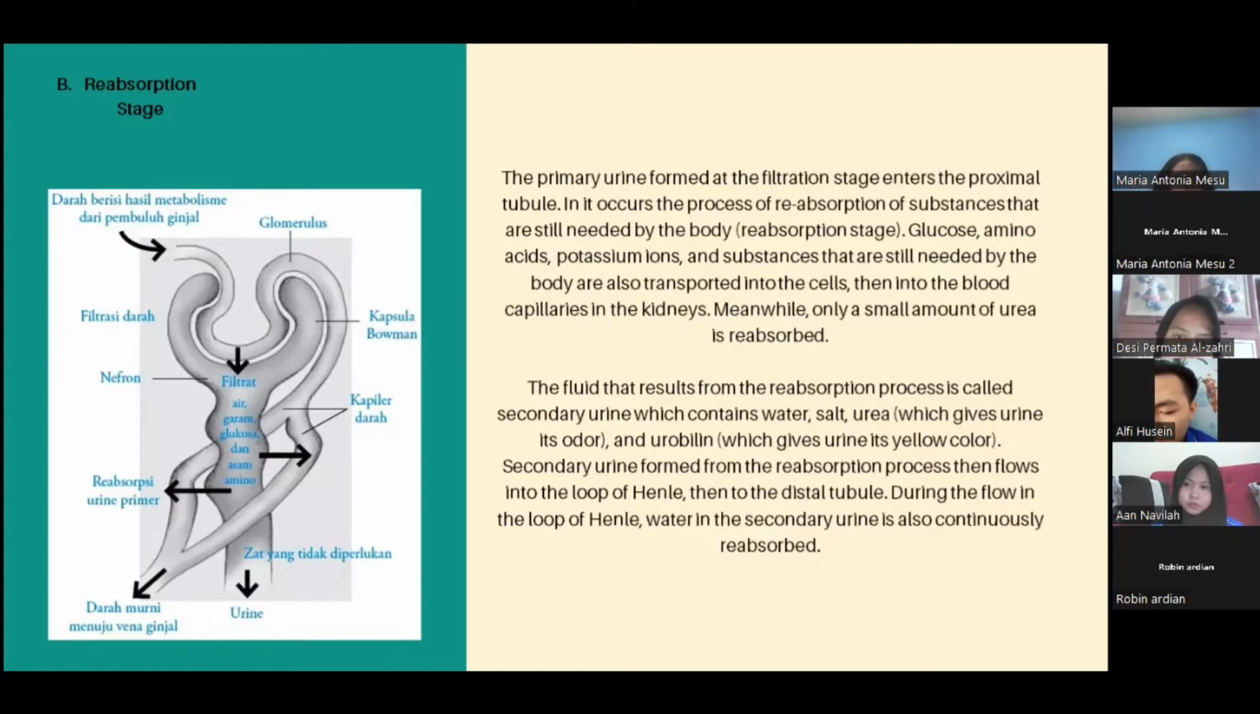The fluid that results from the reabsorption process is called secondary urine, which contains water, salt, urea, which gives urine its odor, and urobilin, which gives urine its yellow color. Secondary urine from the reabsorption process flows into the loop of Henle, where the water in the secondary urine is also continuously reabsorbed.